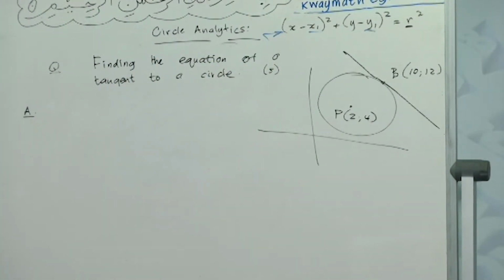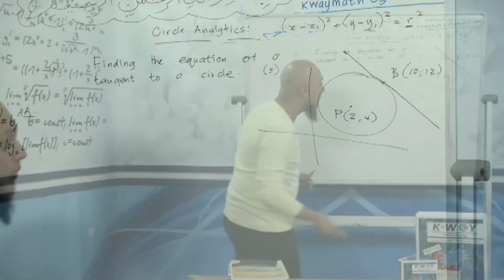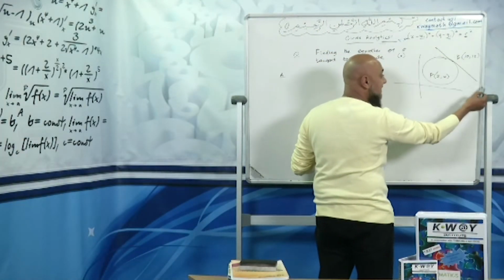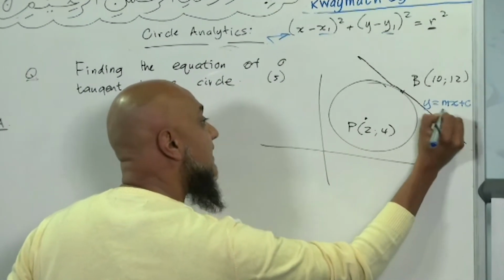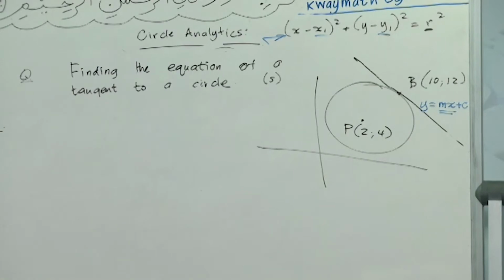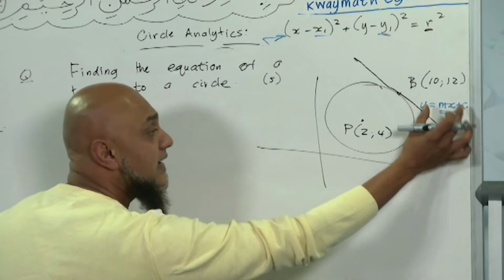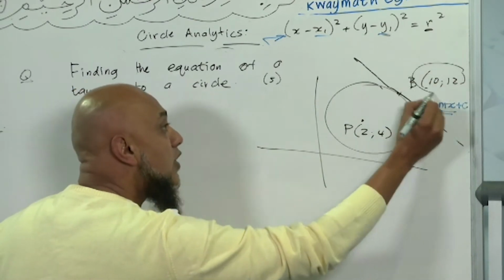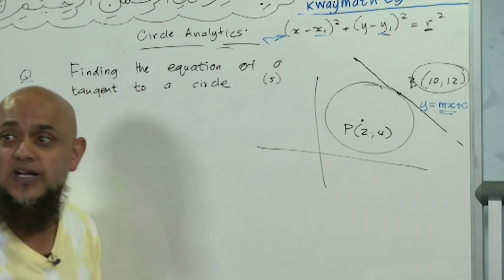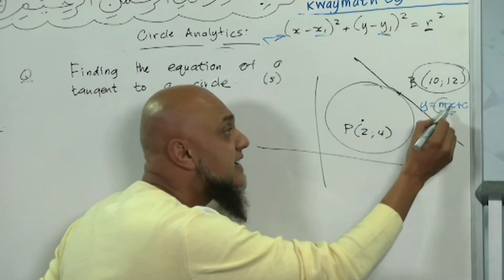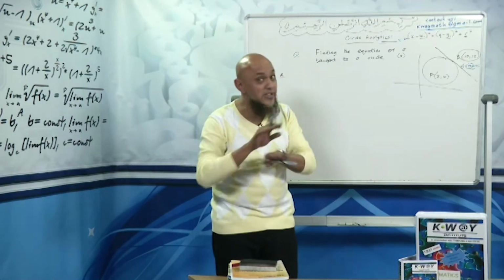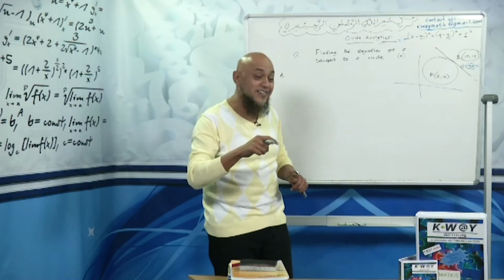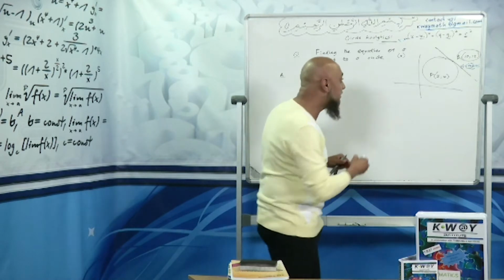Now, we all know that a tangent is a straight line, and a straight line is given by y = mx + c. What do I need? I need a coordinate. Do I have a coordinate? Yes, I do. And what else do I need? I need my m value, a gradient. Do I have a gradient on that tangent? At the moment, no. But can I get a gradient? Yes, I can. How can we do that?